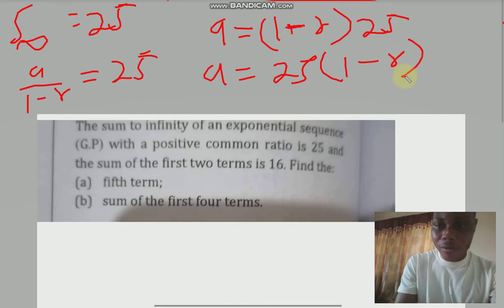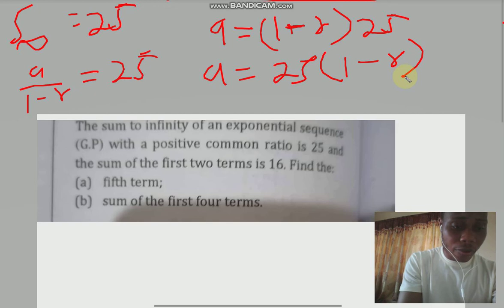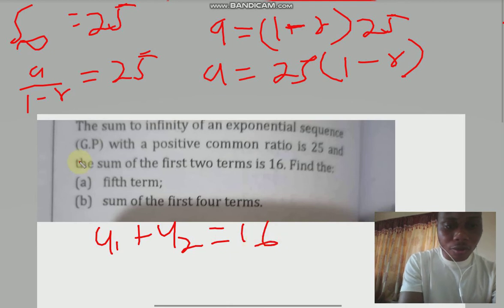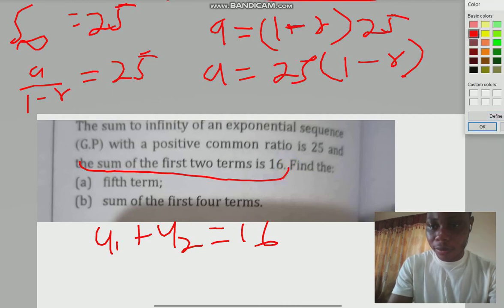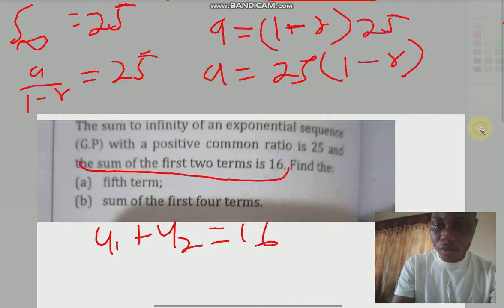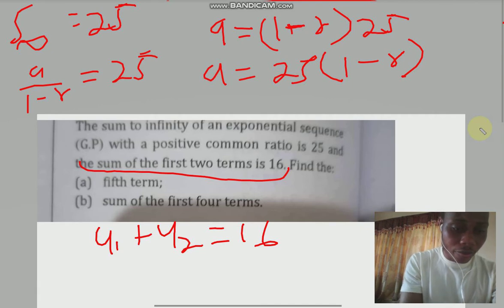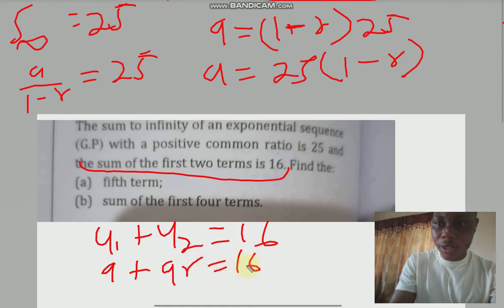We also have that the sum of the first two terms, first term plus second term, is 16. So that will give us a plus ar equals 16, right?